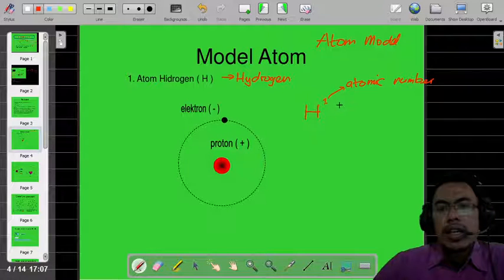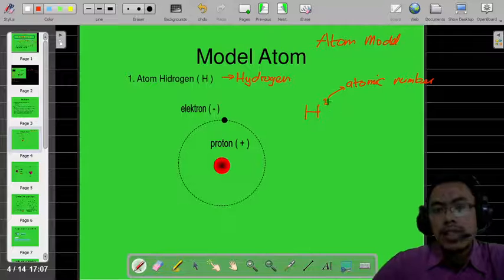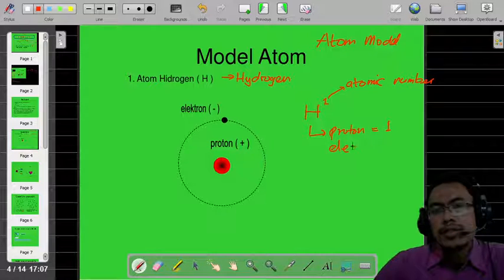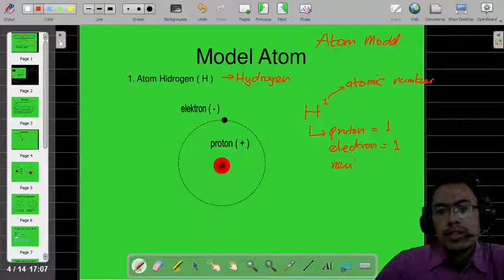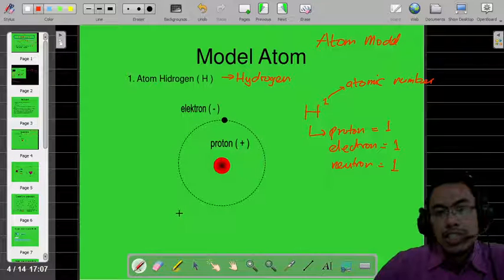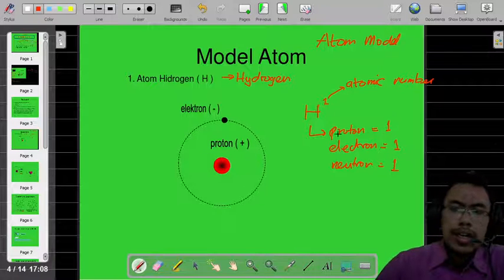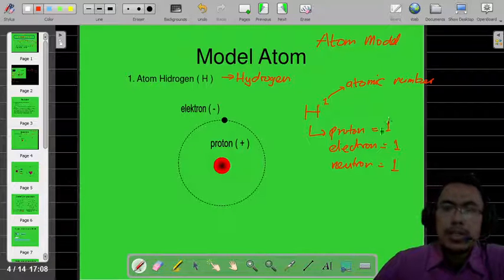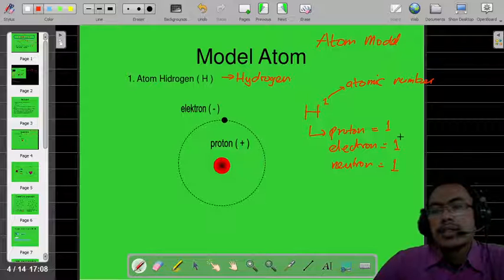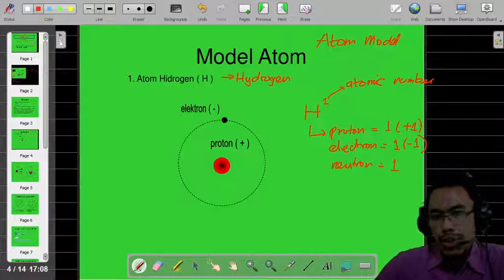Now if the atomic number of an element is one, it means that the proton is equal to one, and then the electron is also one, and the neutron is also one. Because in default, natural condition, the element is neutral, and because it is neutral, the number of protons is equal to the electrons. So the hydrogen atom has one proton and also one electron: plus one and negative one equal to zero, or neutral.